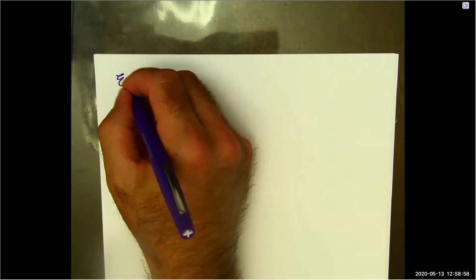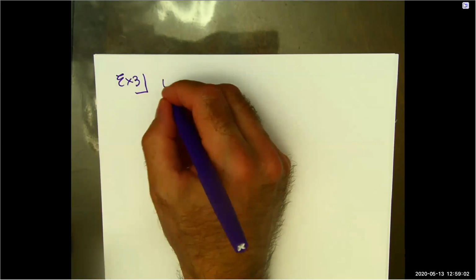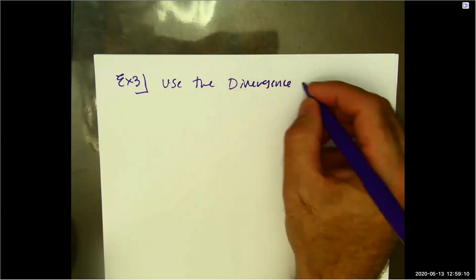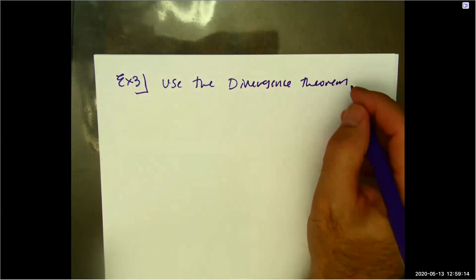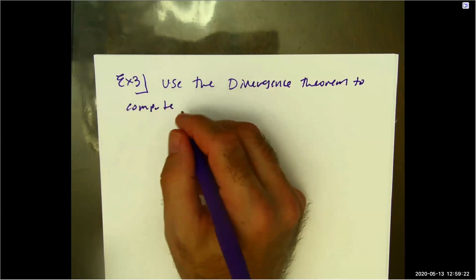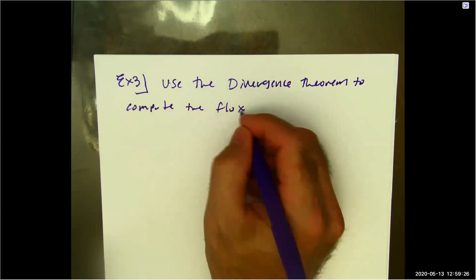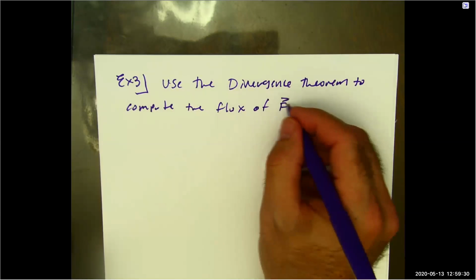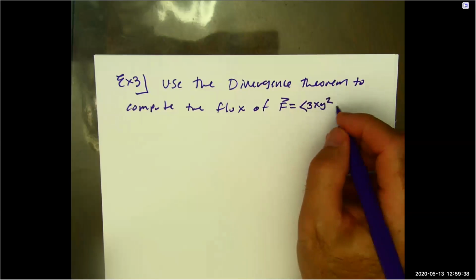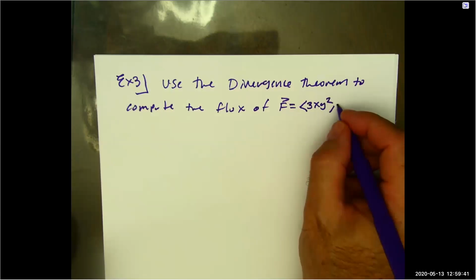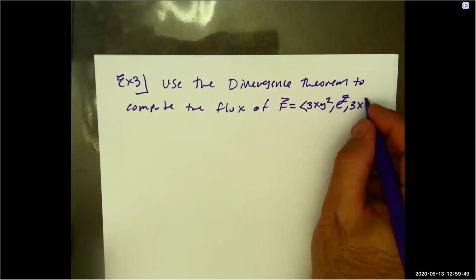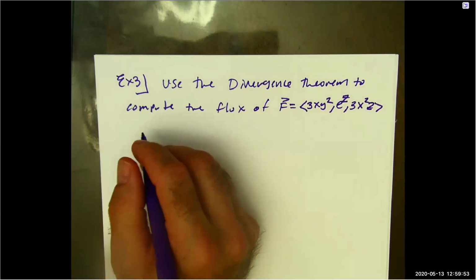So example 3. So we're going to use the divergence theorem to compute the flux of F equal to 3xy squared, e to the z, and 3x squared z across the surface S.